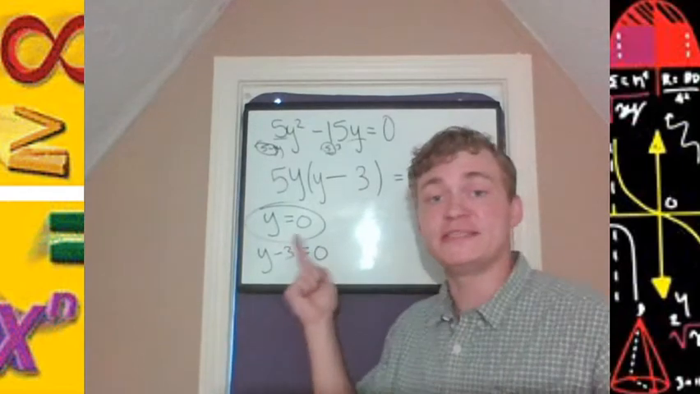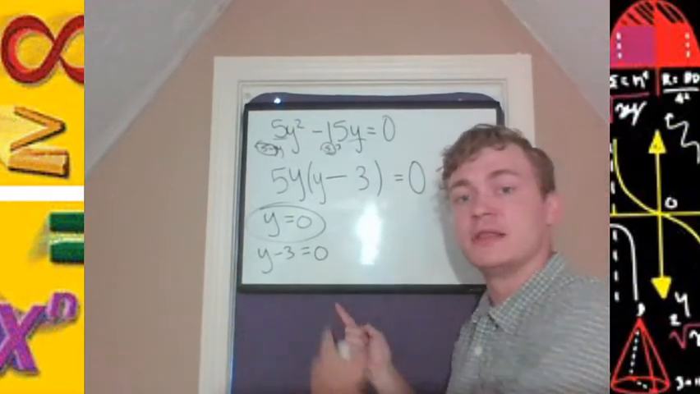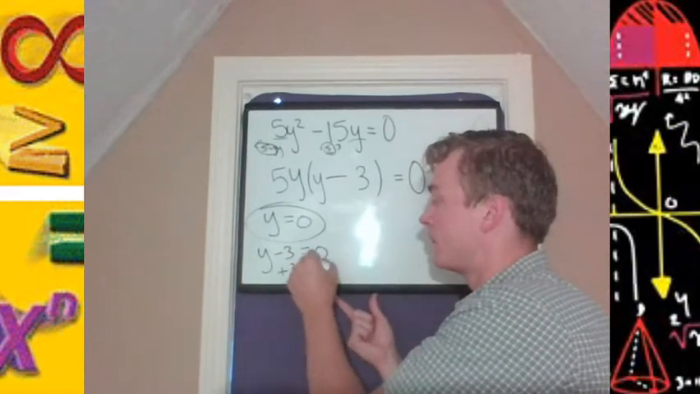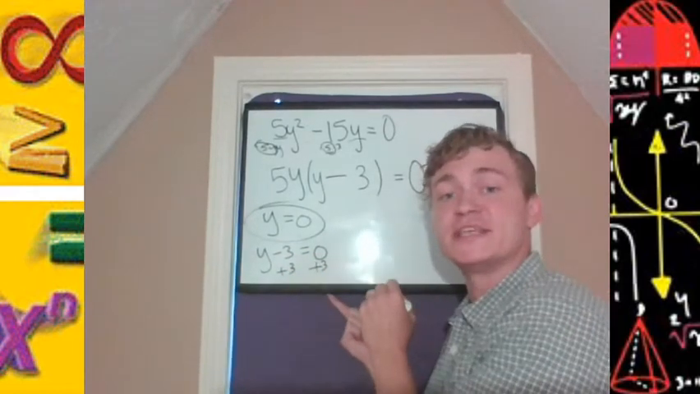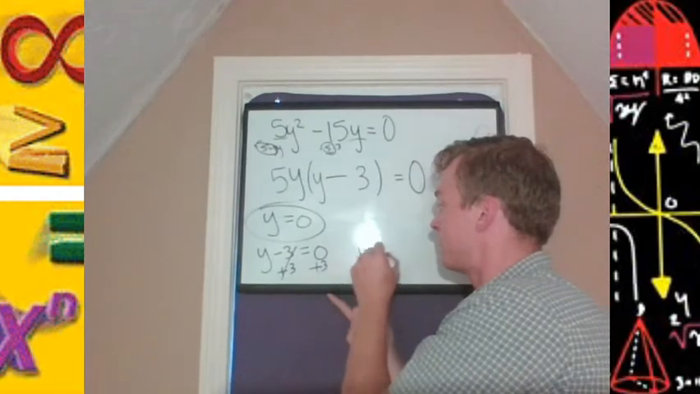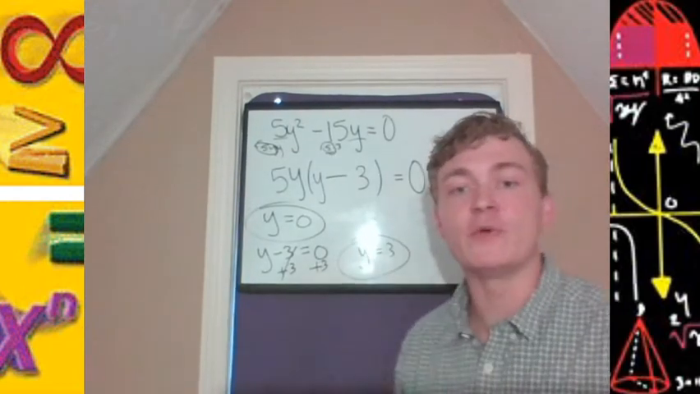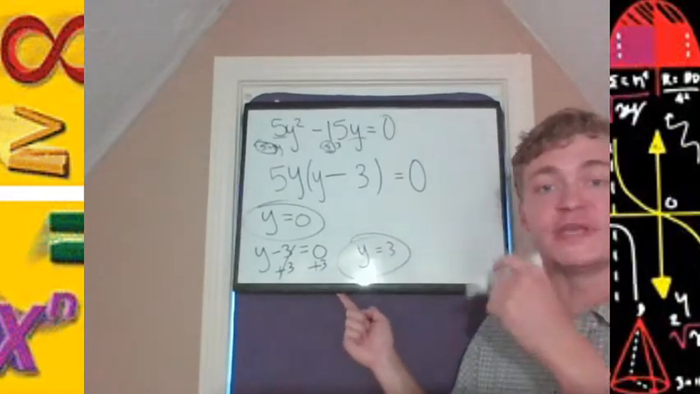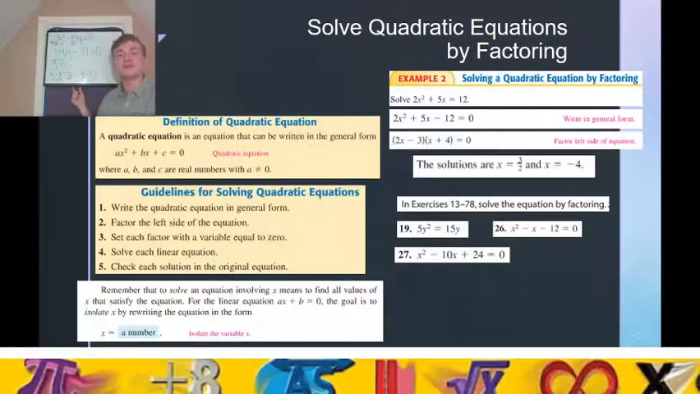Our first solution is 0. It says y is 0. Lastly here, if y minus 3 is 0, adding 3 to each side, we find that we have a solution also that y equals 3. Now, of course, we can check these solutions by plugging them back into our original equation. The original equation was 5y squared equals 15y. Let's use that equation to check our solutions of 0 and 3.